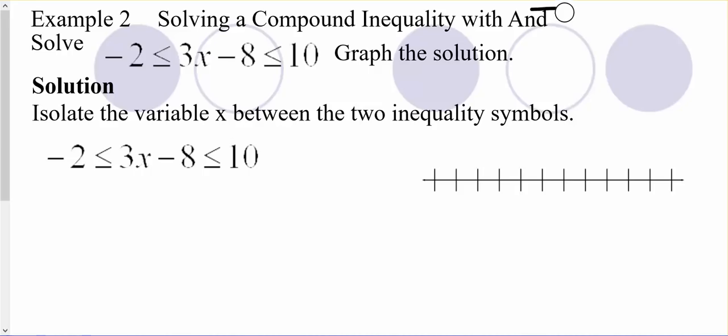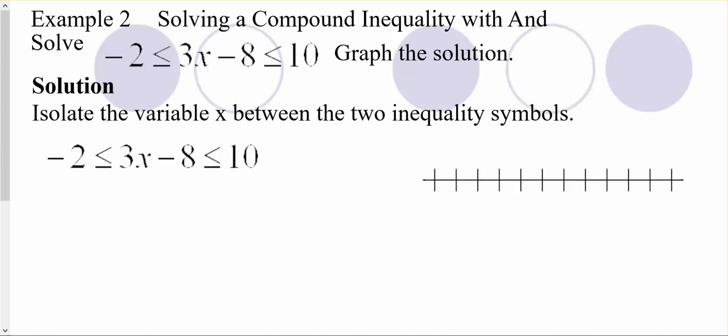Our next example, solving a compound inequality with "and." So here we've got this inequality, but we don't have our variable by itself in between the symbols. So I want to be able to isolate, or get, this variable by itself.